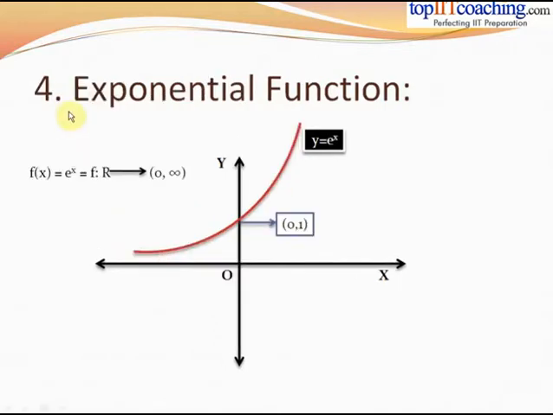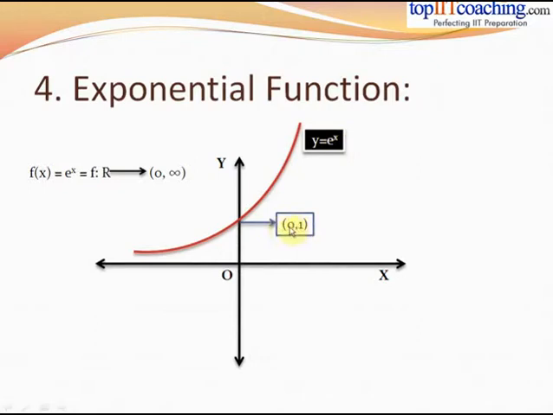The fourth one is the exponential function and it is defined as f(x) equal to e to the power x. Here this represents the graph of y equal to e to the power x. Your domain is x belonging to the set of real numbers and the range is 0 to infinity. So this function takes only positive values, from 0 to infinity. Now this is the graph of the exponential function y equal to e to the power x.